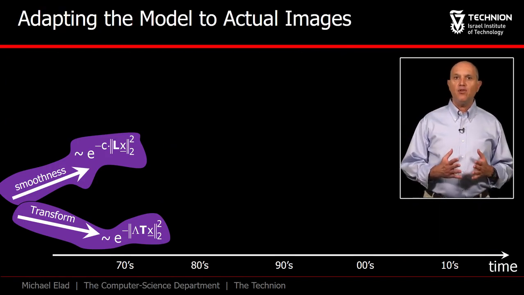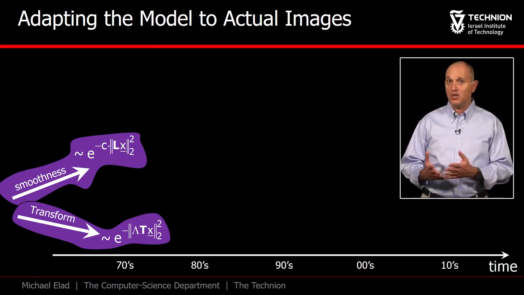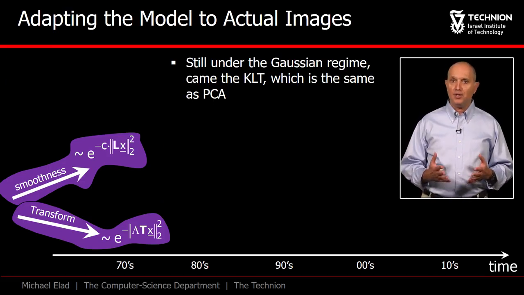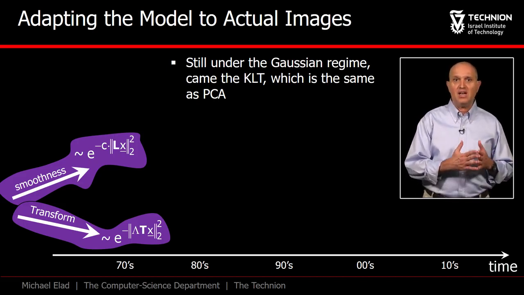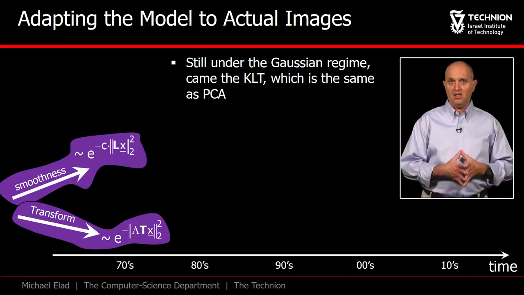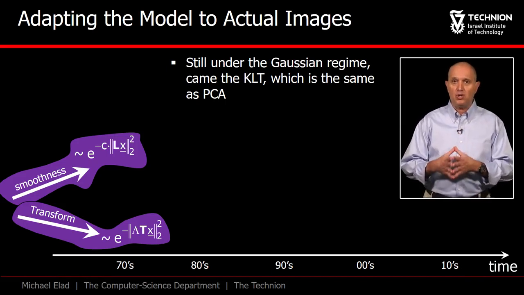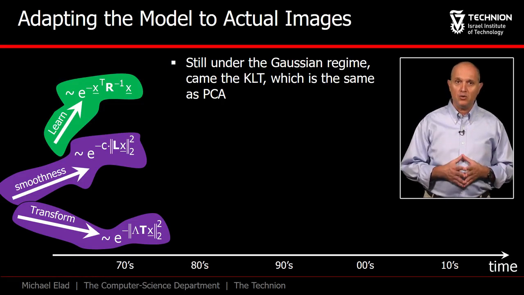Could it be that the flaw in the above two priors is the arbitrary choice of the Laplacian or the transform used? How about learning the distribution from image examples while keeping the Gaussian structure? This is exactly the path of thinking that led to the Karhunen-Loève transform, KLT, also known as PCA, Principal Component Analysis, and this is how it looks.